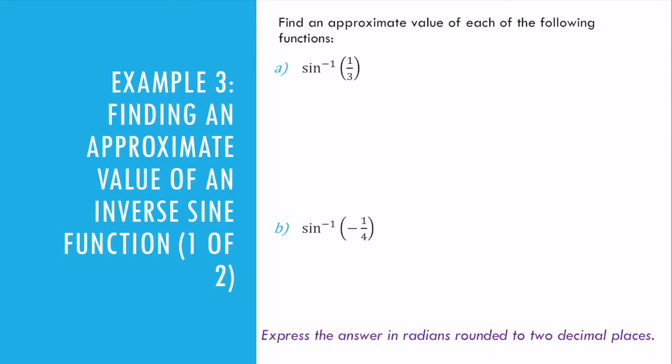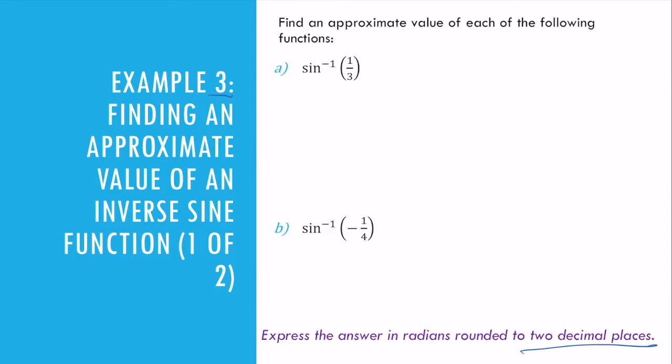So for example 3, you are going to need to use your graphing calculator. There is a sine inverse button. If you hit the second button and then you hit sine, you can find the approximate sine values. We say approximate and not exact because we're going to have to round them. And let's round them to 2 decimal places.